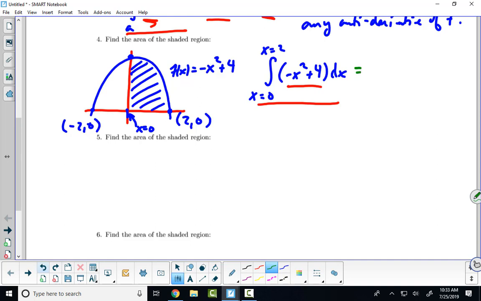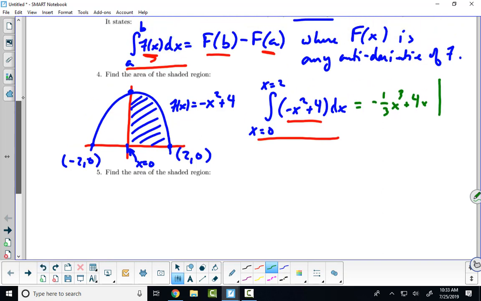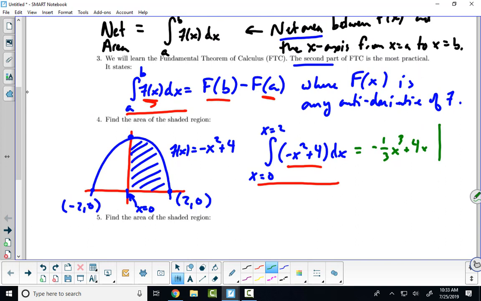I'm going to take an antiderivative of this function. What's an antiderivative of this function? How about minus 1/3 x cubed plus 4x? That's an antiderivative, right? Okay. And then what I'm going to do, and this is the notation we use, I'm going to tell myself that I need to evaluate this because the fundamental theorem of calculus part 2 said find an antiderivative, evaluate it at the two endpoints, and then take the difference.